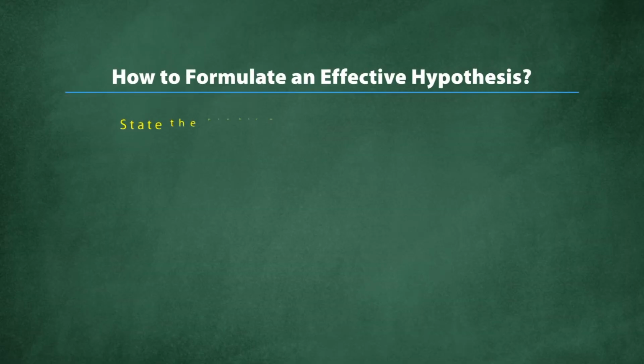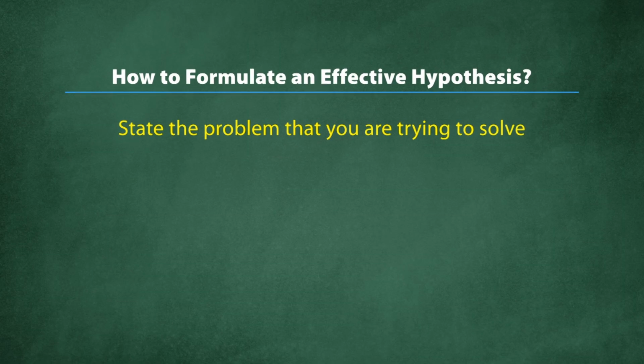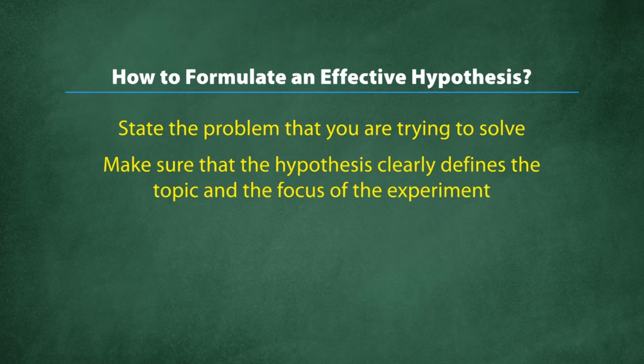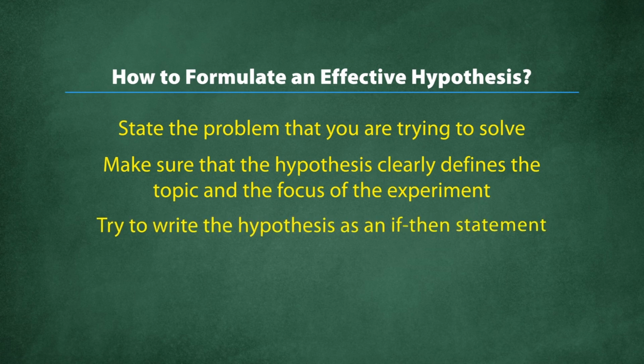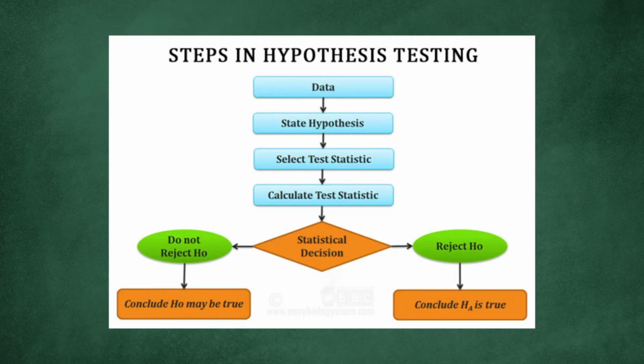Now how do we formulate an effective hypothesis? State the problem that you are trying to solve, and make sure that the hypothesis clearly defines the topic and focus of the experiment. Try to write the hypothesis as an if-then statement, and define the variables. The steps in hypothesis testing are: data, state the hypothesis, select the test statistic, calculate the test statistic. If you conclude H0 may be true, do not reject it; otherwise HA is true.